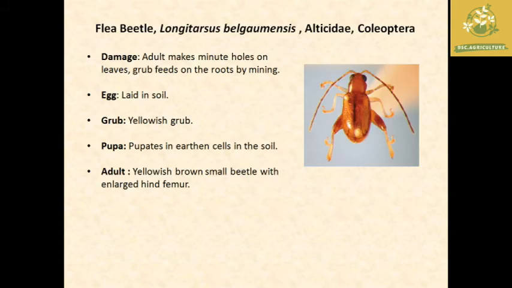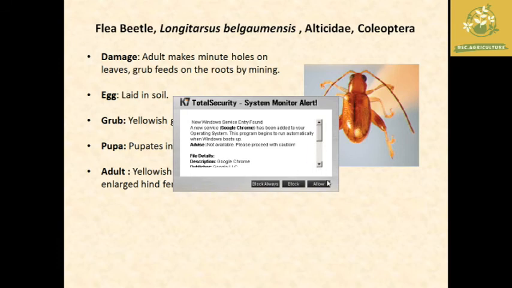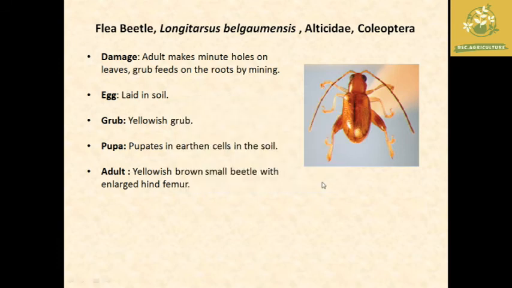And the next one is flea beetle, where the scientific name is Longitarsus belgaumensis, family Chrysomelidae, order Coleoptera. The damage: the adult makes minute holes on the leaves, and the grubs feed on the roots by mining. The egg is laid in soil, the grub is yellowish and pupates in earthen cells in soil, and the adult is a small yellowish brown beetle with enlarged hind femur, which is the nature of the flea beetle.